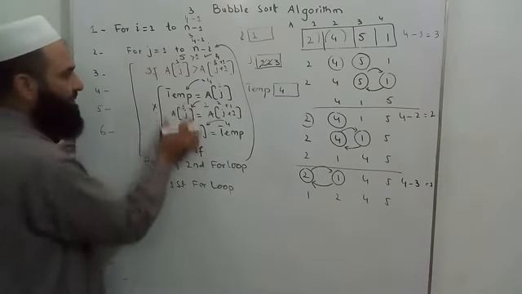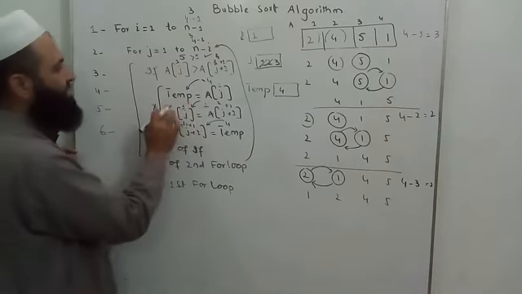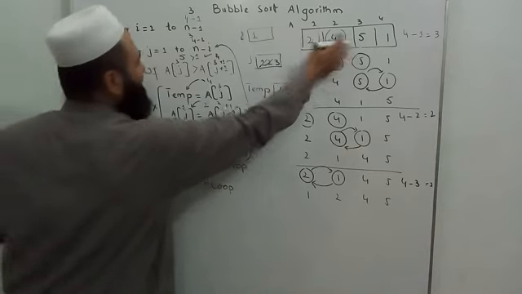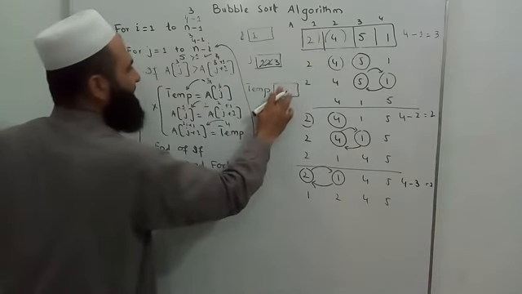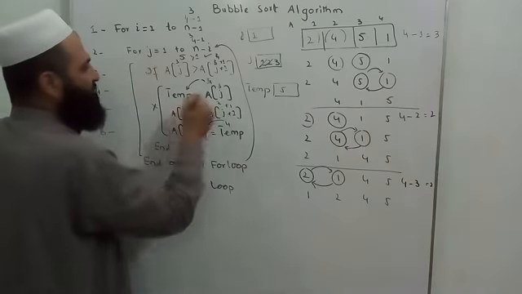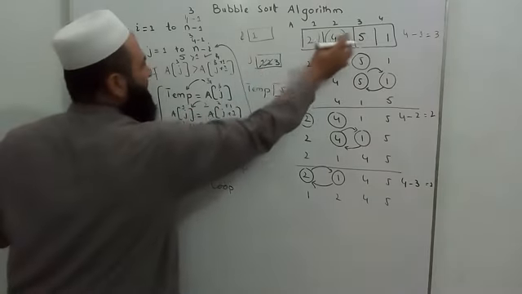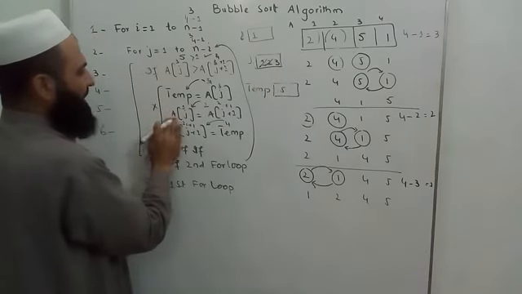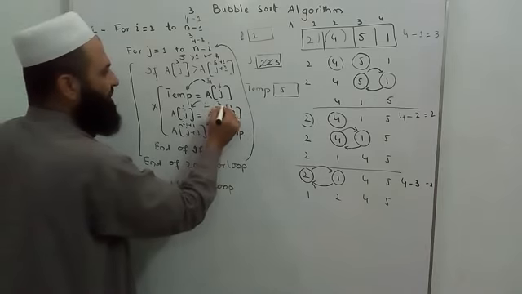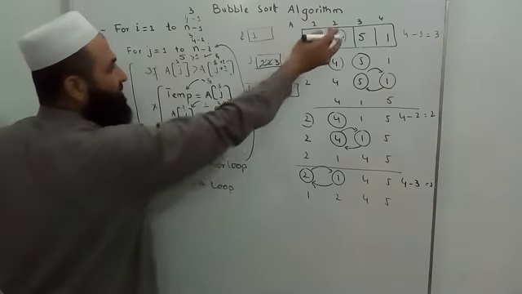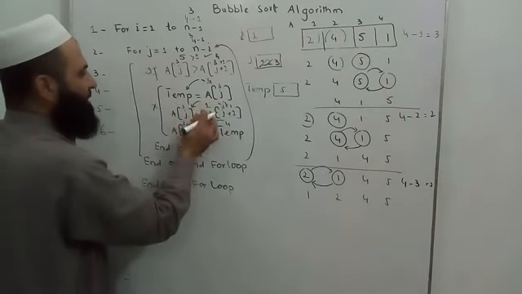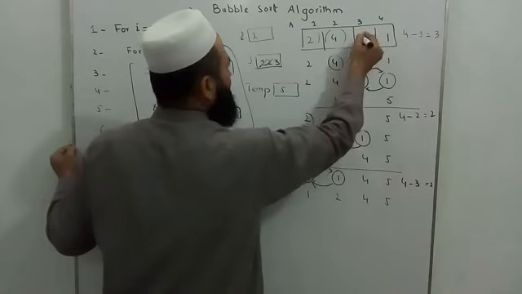So now the condition is true, the if statements will be executed. Temp is assigned a of j, j value is 3. At a of 3 we have 5. 5 is assigned to temp. Temp contains 5 now. Now a of j, a of 3, this location is assigned a of j plus 1. J value is 3, 3 plus 1 is 4. At a of 4 we have 1. So 1 is assigned to a of 3.